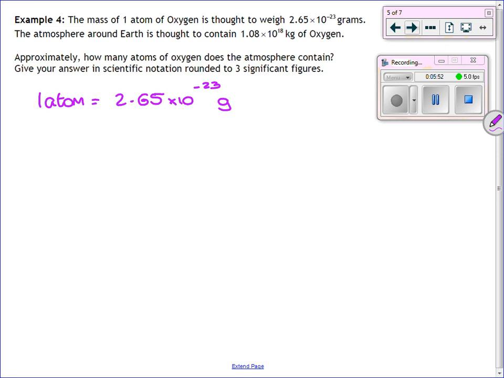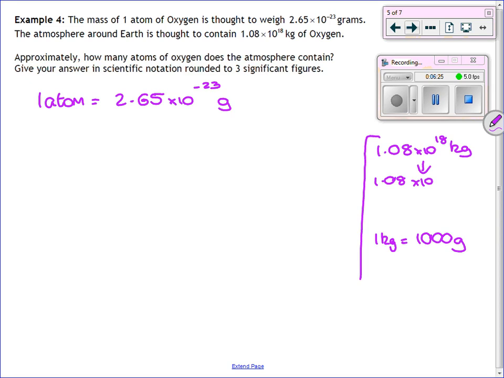So what I think I'll do is I'll go to the side and I'll change my weight of oxygen in the atmosphere from kilograms into grams. So to do that, remember that 1 kilogram is equal to 1,000 grams. So all I need to do is multiply 1.08 times 10 to the power of 18 by 1,000, and that will tell me how many grams of oxygen we have in the atmosphere.